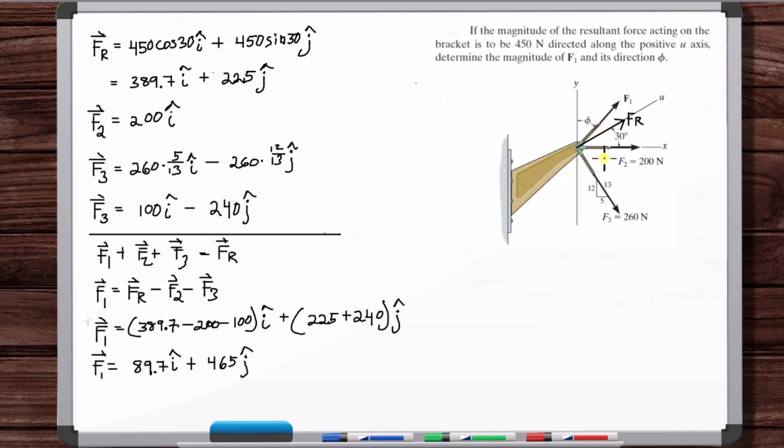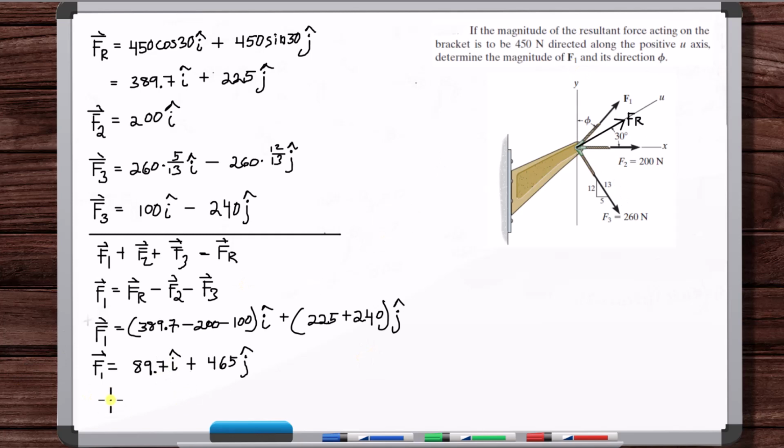And this makes sense because if we add F2 and F3, we've got something like that. To get the resultant, which is going to be FR, F1 needs to be pulling up. It needs to pull this around to this direction. So just looking at this, I imagine this size is going to be pretty small because it really needs to pull. Yeah, and it is. Look, the j is big. It goes a lot in the j, a small amount in the i.